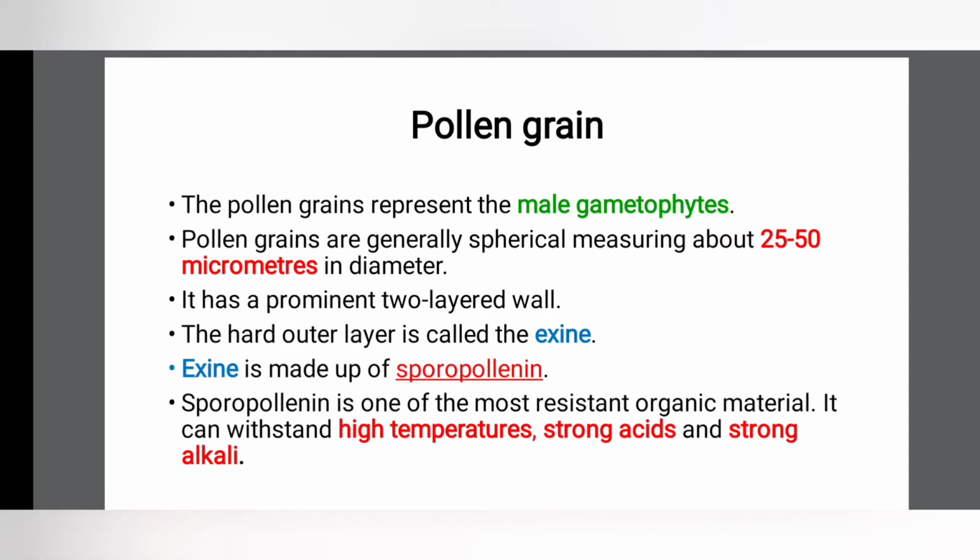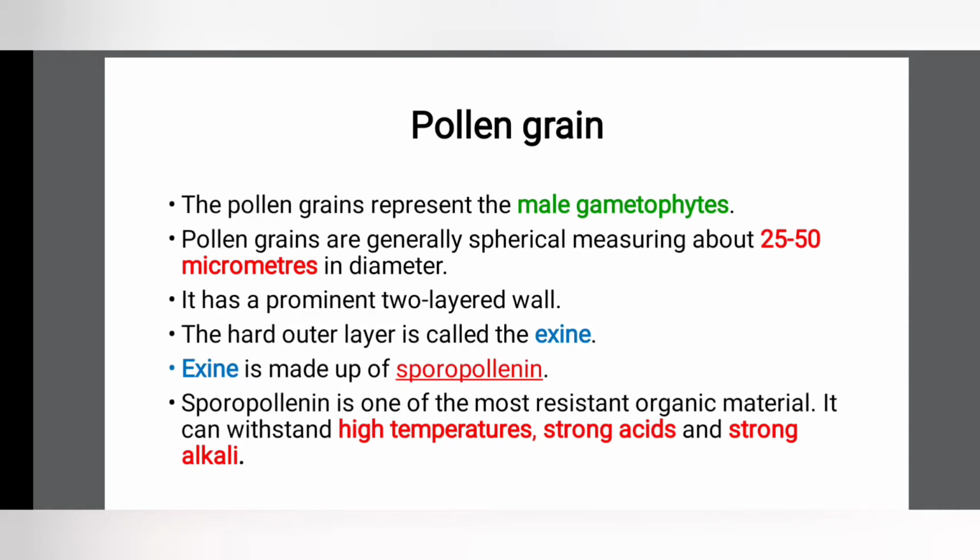Pollen grain. The pollen grains represent the male gametophytes. They are spherical in shape and they are 25 to 50 micrometers in diameter.